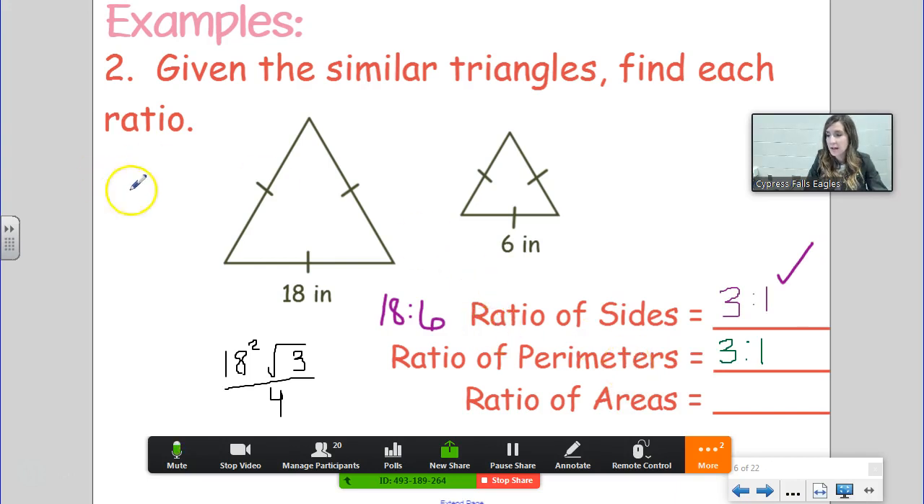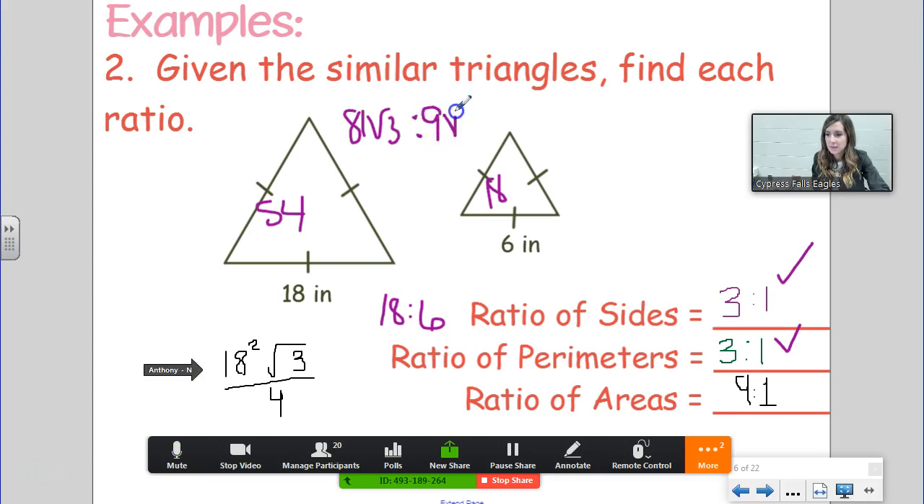Their perimeters, you should have gotten 54 and 18. When you put that in your calculator and you math enter it, when you reduce it, you get 3 to 1. 54 to 18 is 3 to 1. And then Nathaniel had the hard part. He had to find the area of each one. The area of the first one is what? 81 root 3. And the area of the second one was 9 root 3. And the root 3's cancel, and 81 to 9 reduces to 9 to 1. You had it. That's perfect. Put the 1 back. Very good.